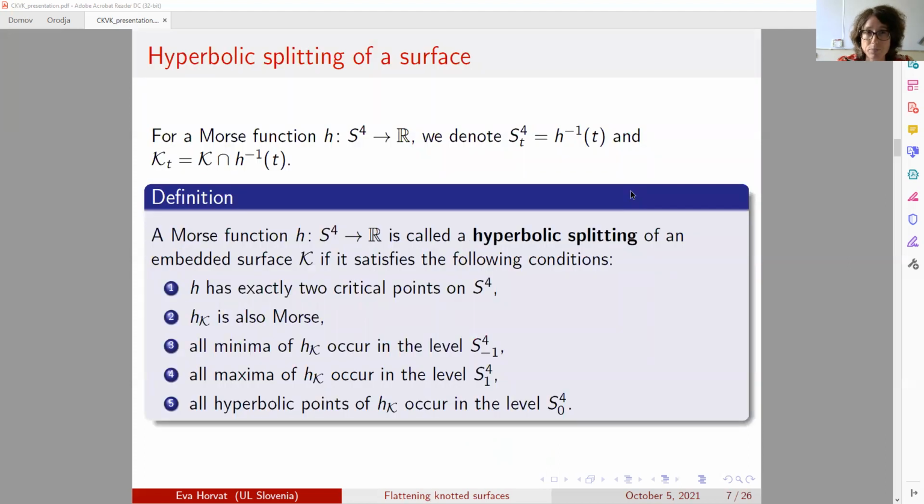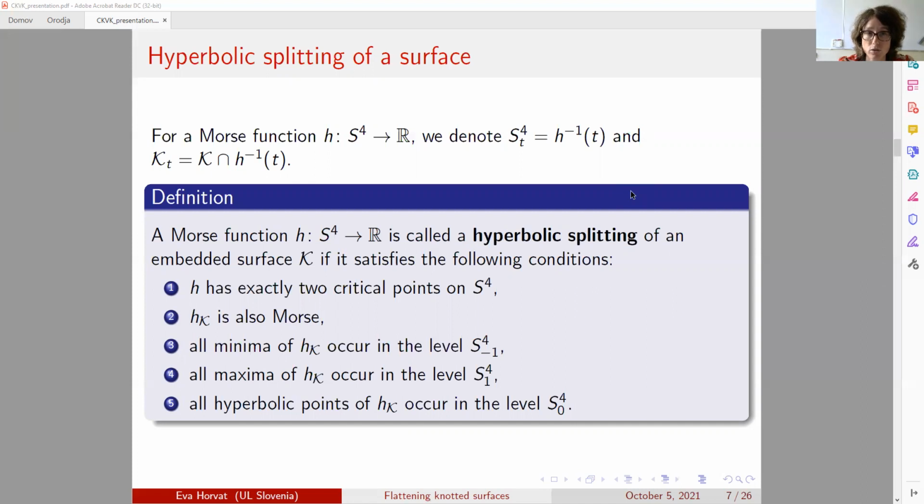So now I will describe the setting which I will need for my construction. First, we recall the hyperbolic splitting of a surface. So a Morse function h on the four-sphere is called a hyperbolic splitting of an embedded surface K if it satisfies these conditions. h needs to have exactly two critical points, and the restriction of h to the embedded surface K is also a Morse function. All its minima should occur in the -1 level. All its maxima should occur in the 1 level, and all hyperbolic points of h restricted to K should occur in the 0 level.